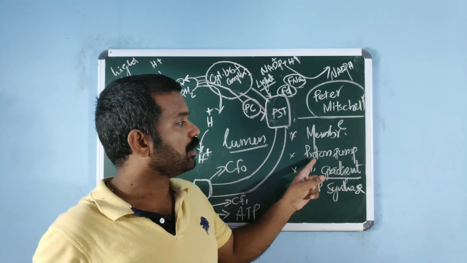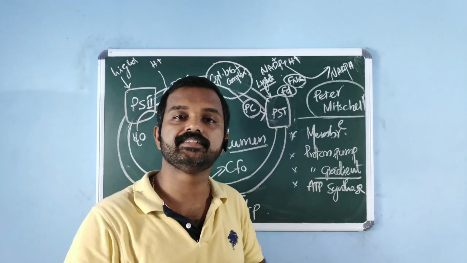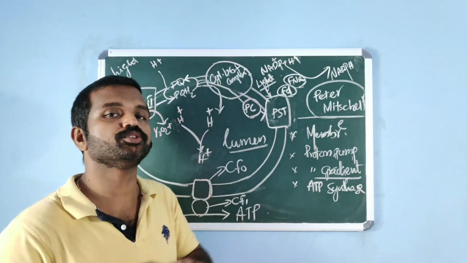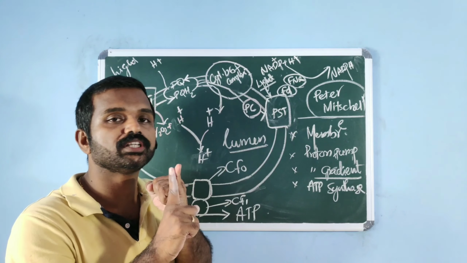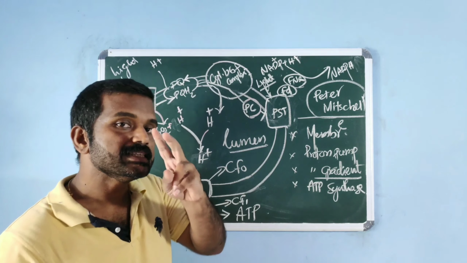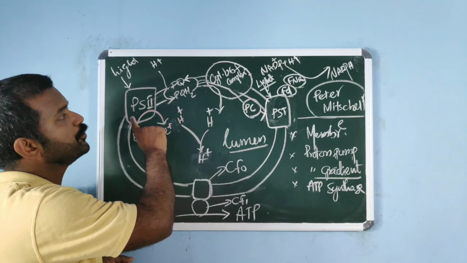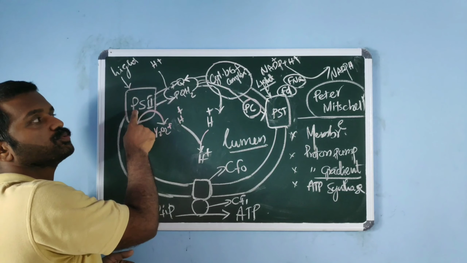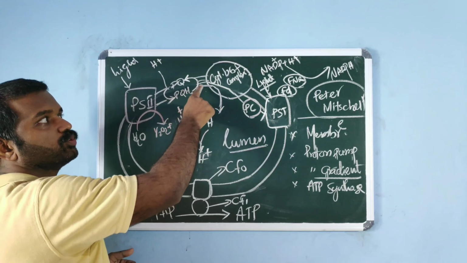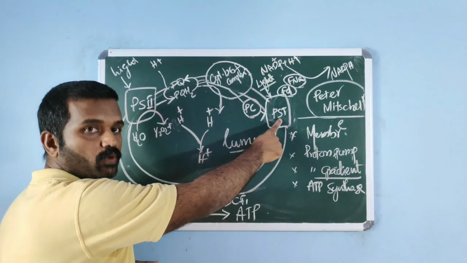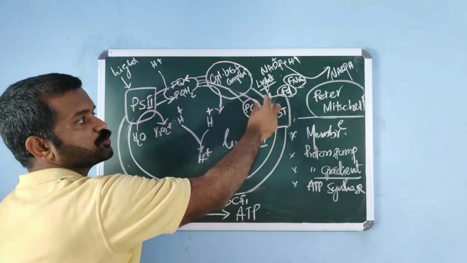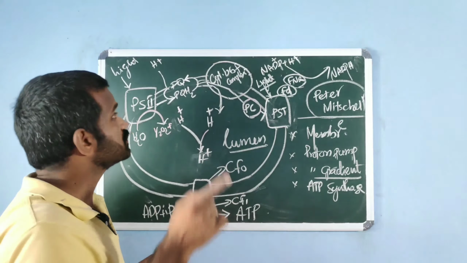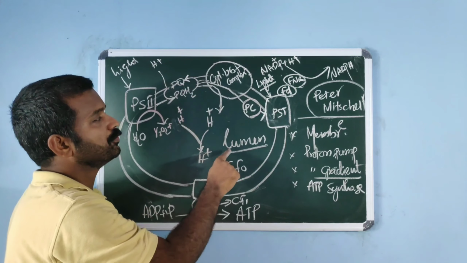Then, let's see how this proton gradient builds up. Photolysis releases protons into the lumen, which increases the proton concentration in the lumen. Second point, during electron transport across the membrane, from PS2 through the electron transport system to PS1, proton transport takes place from the stroma to the lumen.